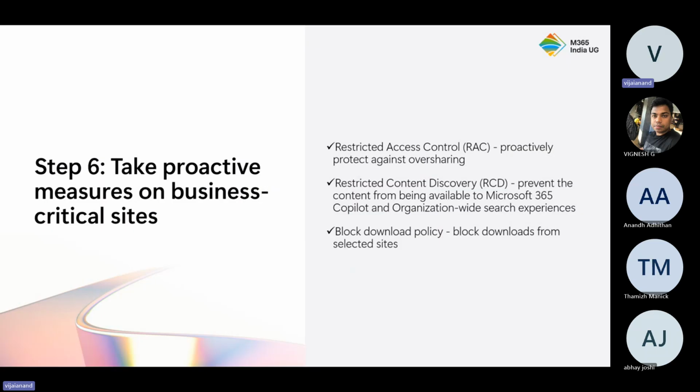So how you can take proactive measures on business critical sites. Again, we have seen all these three options, right? If you have business critical sites, we can make use of these three options: restricted access control, restricted content discovery, and the block download policy. We have gone through the demo, and we have seen what options are available and how you can do that. For business critical sites, you can make use of these options, which are available as part of SAM.